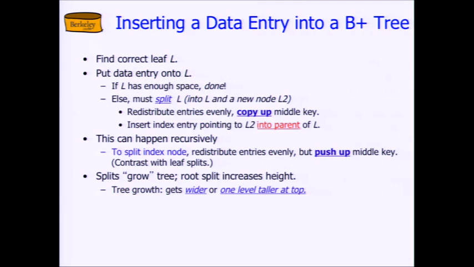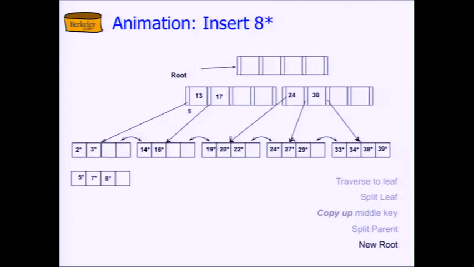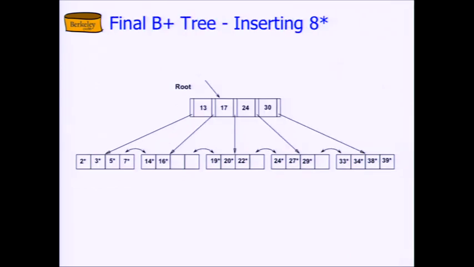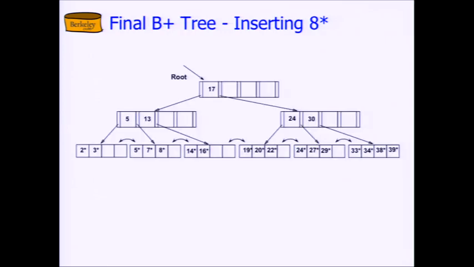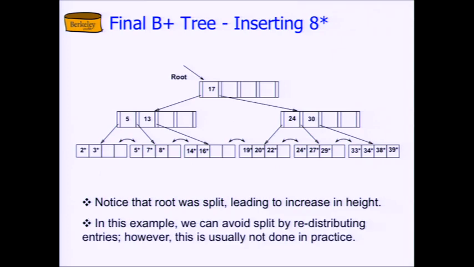Splits grow the tree, and a root split increases height. So splits kind of go like this, and eventually like that. Tree growth, it either gets wider or it gets one level taller. Okay, so we went through all this. That's the basic idea of B-tree insertion. Cool. All right. So that's what happens after we insert the 8. Right, we got a root split leading to increase in height. This is the same slide as before, just without the animation, I believe.